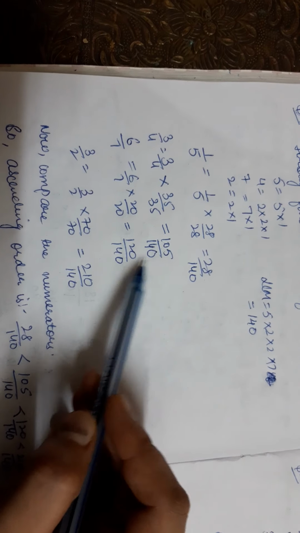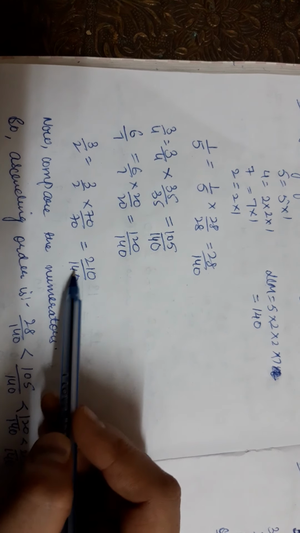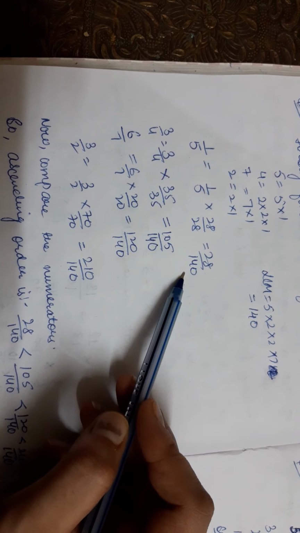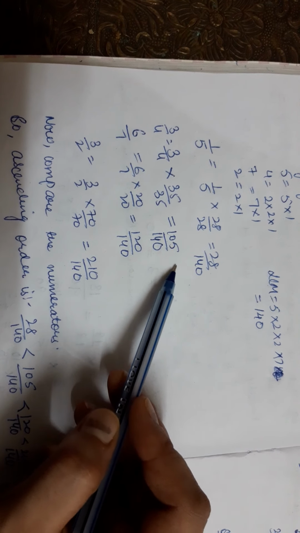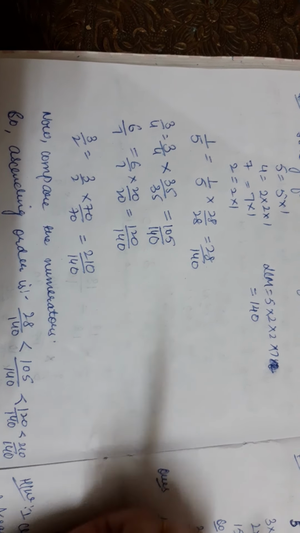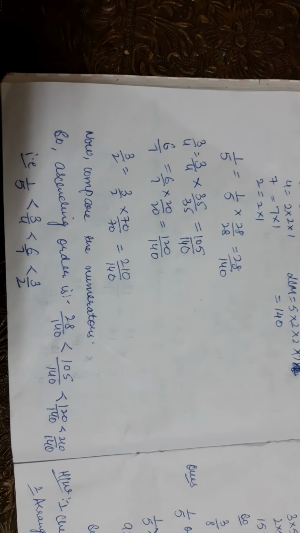Now let us compare the numerators because the fractions are now like fractions. So in the ascending order, 28 by 140 is the smallest. Then we have 105 by 140, then 120 by 140 and then 210 by 140. So this is the ascending order of the fractions.